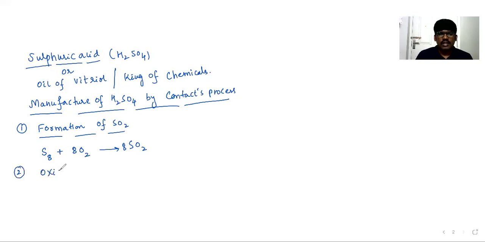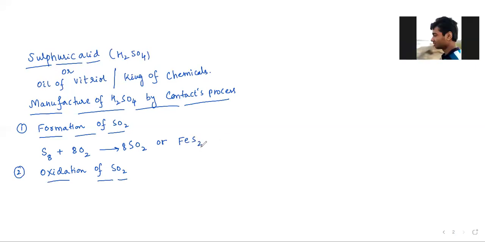And once sulfur dioxide is formed, that must be oxidized. Oxidation of sulfur dioxide can be done. But the sulfur dioxide can be obtained by roasting iron pyrites also. This reaction we have already given, the preparation of sulfur dioxide also.